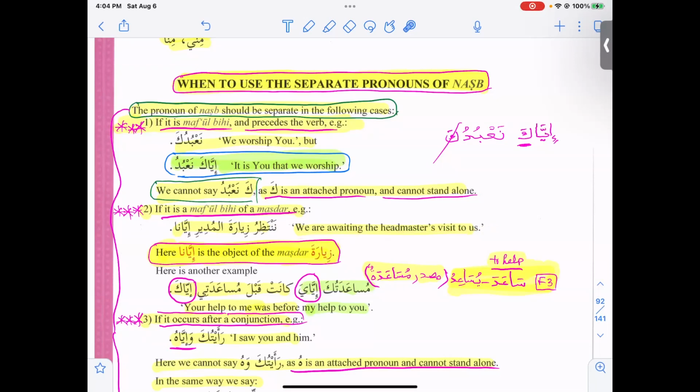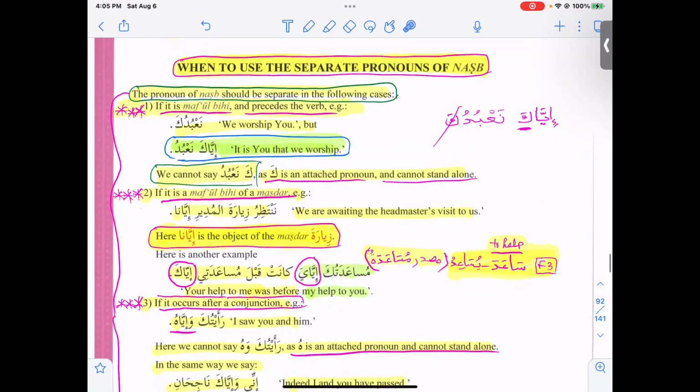Visit. Nantaziru ziyarat al-mudiri. Now, ziyarata is the maf'ul bihi for nantaziru, from intazara yantaziru. Then huwa mudaf and mudaf ilayhi. And then we say iyana. That is the maf'ul bihi for the masdar. Did you get the idea? Here also we have to use iyana. Nantaziru, we are waiting. Ziyarata maf'ul bihi, mudaf, mudaf ilayhi, iyana. So this is the object of the masdar ziyarata.